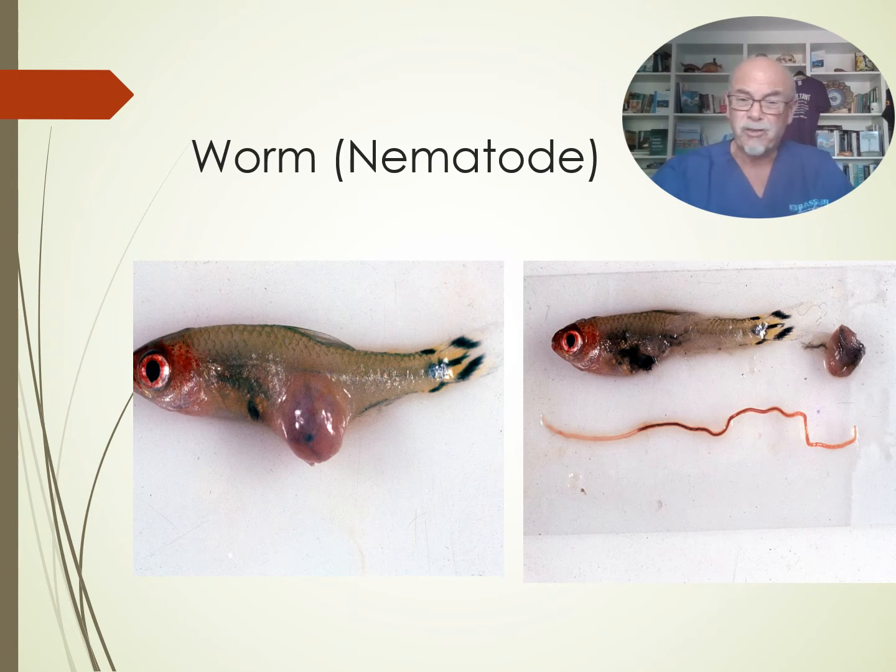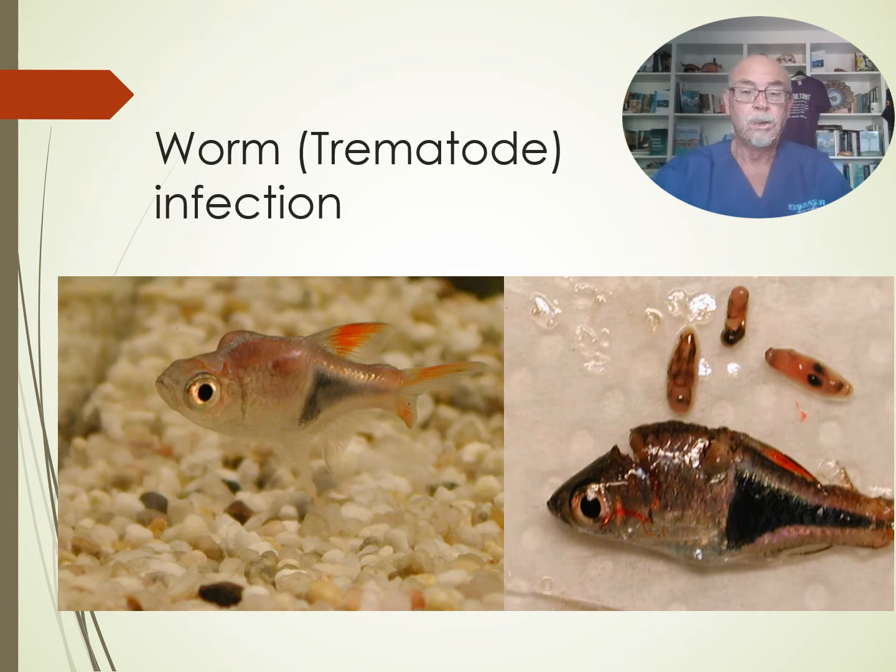And look at this strange rummy nose. Look at the bubble here, out here. And inside was a large nematode, a worm. Typical for a wild fish, very unusual. And then all these lumps on this Rasbora heteromorpha. Look at this. And inside were all those worms. Yes, worms can be a problem in our fish.